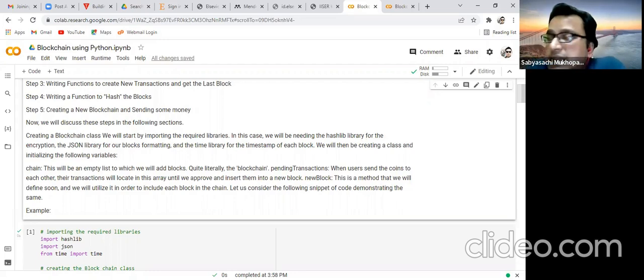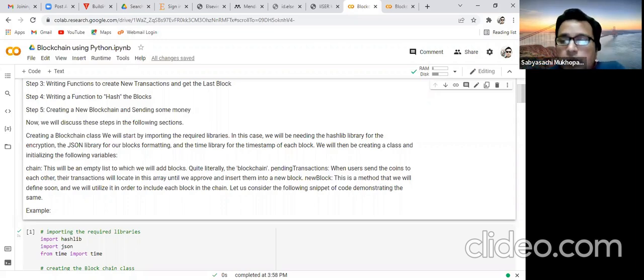Then, for example, pending transactions. When a user sends coins to others, these transactions will be located in this array until we approve and insert them into a new block. And for the new block, there will be a particular method which we'll define soon, and we'll utilize it in order to include each new block within the chain.